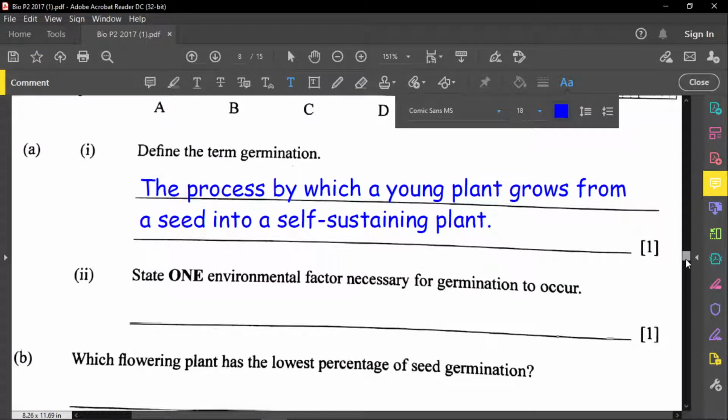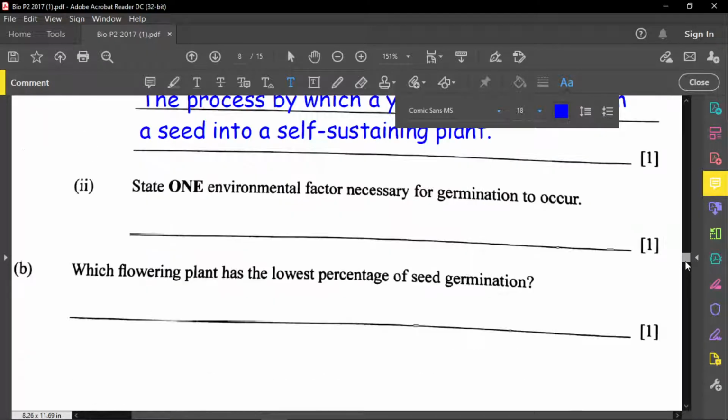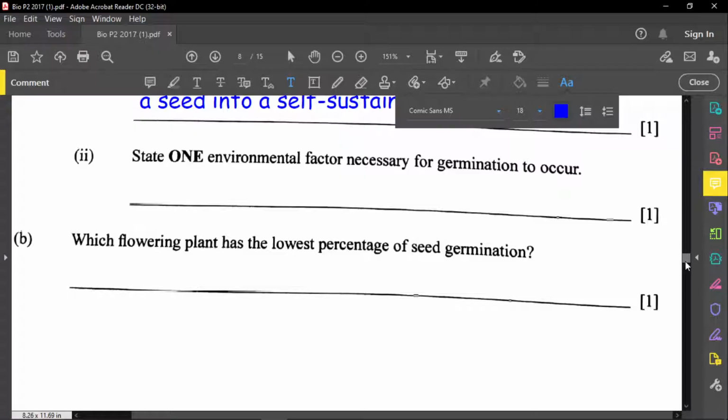Now it says state one environmental factor necessary for germination to occur. And there are a number of things needed for germination to occur. So let's just talk about them real quick. Let's see if I can put in all of them. You must have available water. So one is, they put an asterisk there, so you're going to see them separately. So available water.